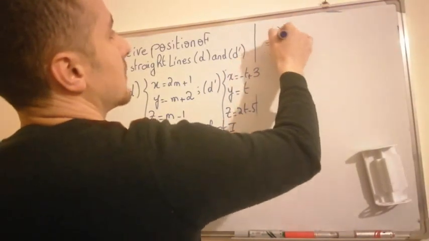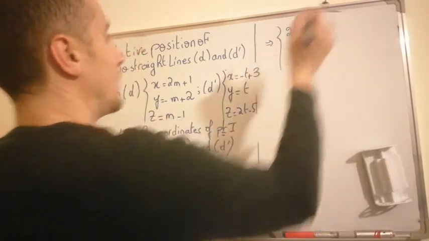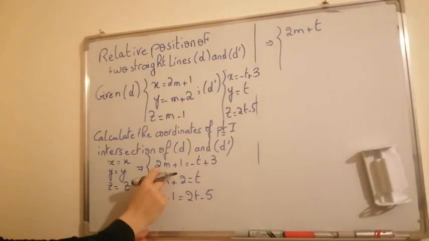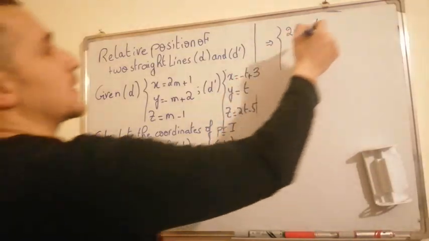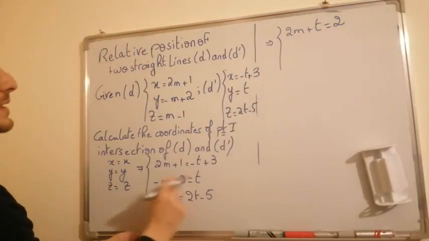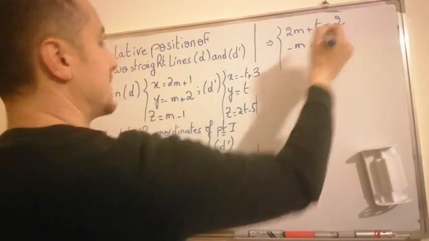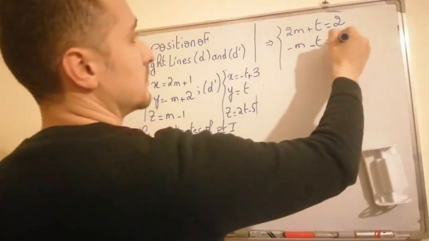So we obtain 2m plus t minus t, it becomes plus t. 3 minus 1 it's 2. Using the second equation we obtain minus m minus t, it's equal to minus 2.